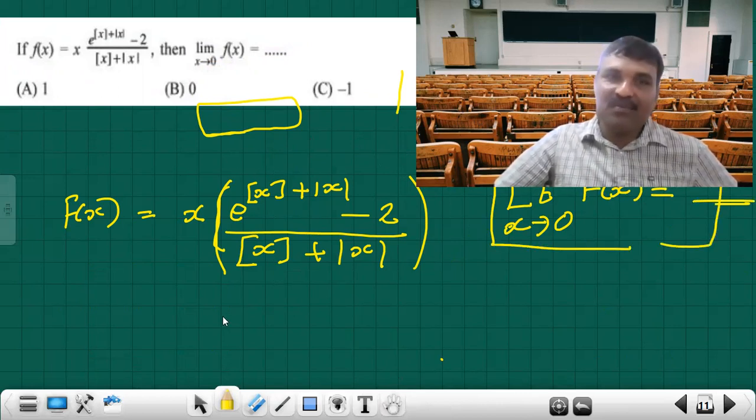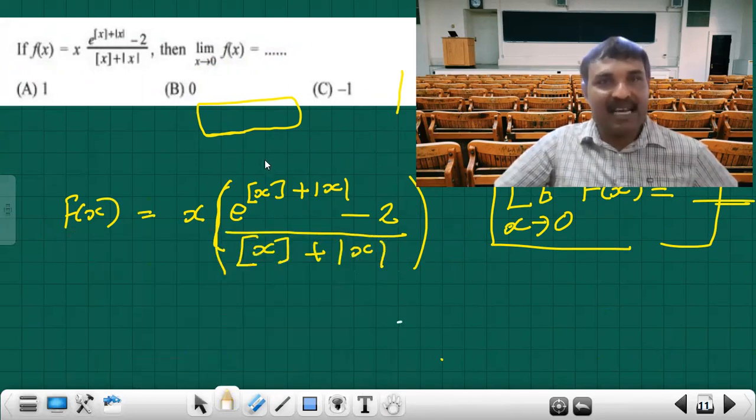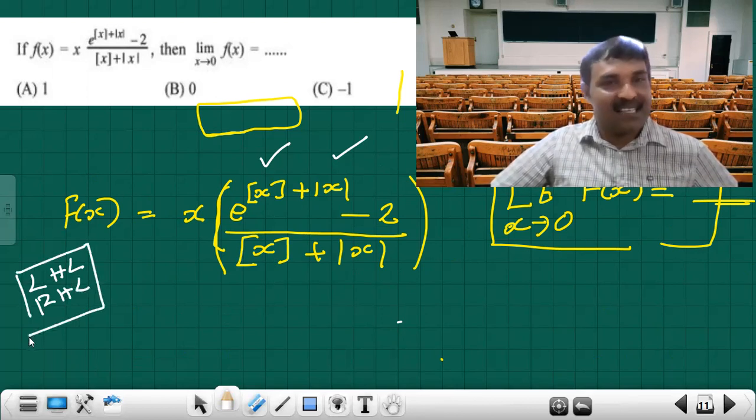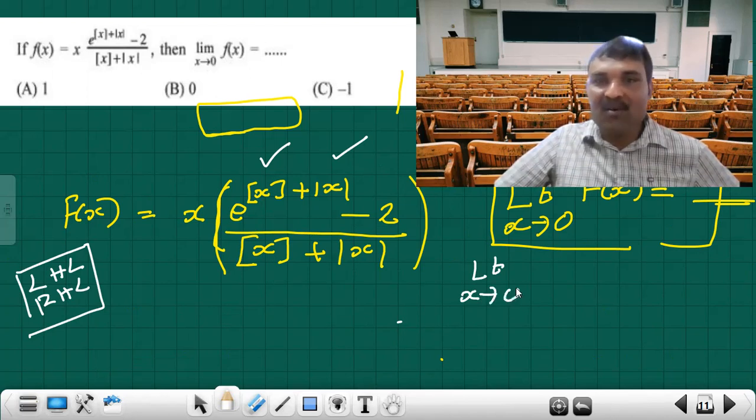So in any problem which involves greatest integer function or modulus function, we have to evaluate left hand limit and right hand limit separately. If these exist and are equal, then we can say the limit exists, right? So here, what is the value of the greatest integer function? Suppose x is tending towards 0 minus, that is the left hand limit. What is the value of the greatest integer of x? The value of this function is minus 1, right?